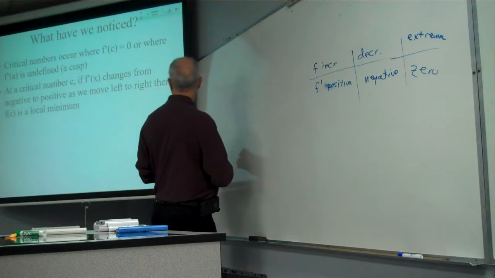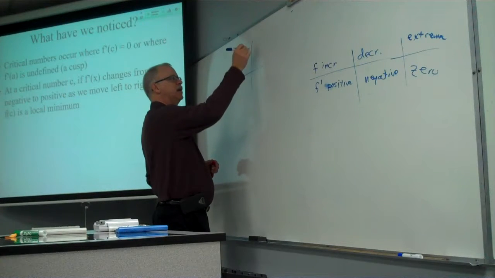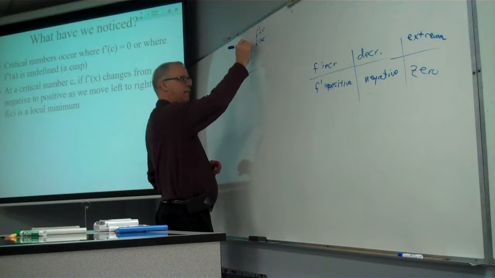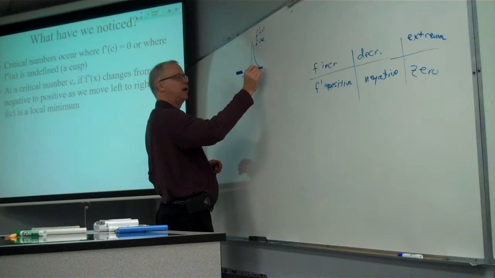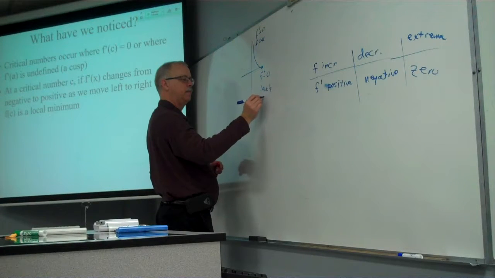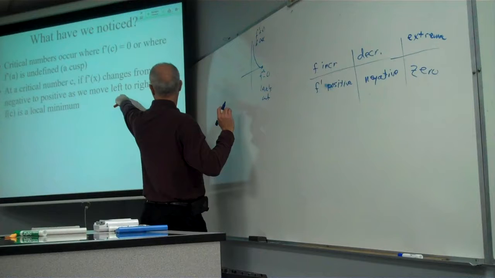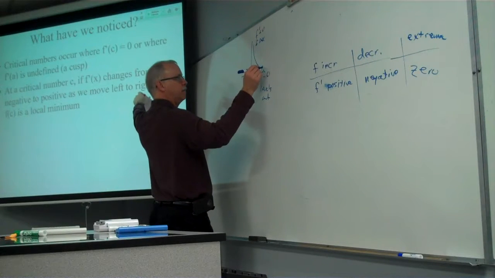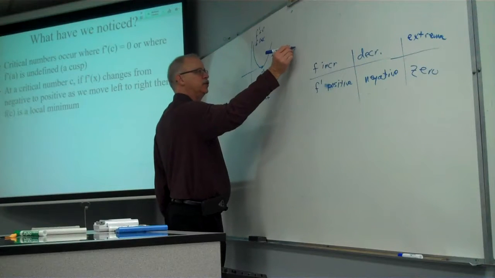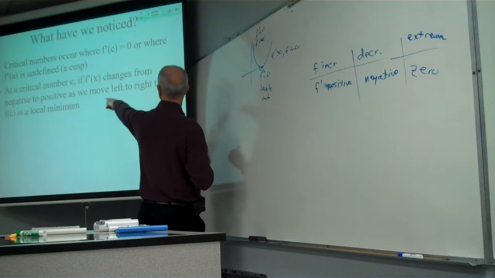We could have this scenario. The derivative is negative, so the function's decreasing. Then it's 0, so the function levels out. And then it changes to positive. The derivative is greater than 0, so the function's increasing. And if that happens, we have a local minimum there.